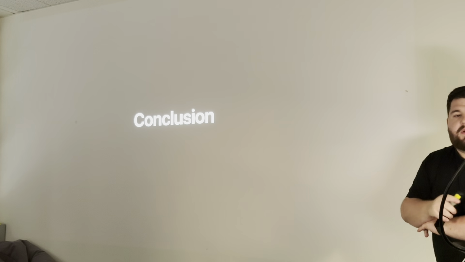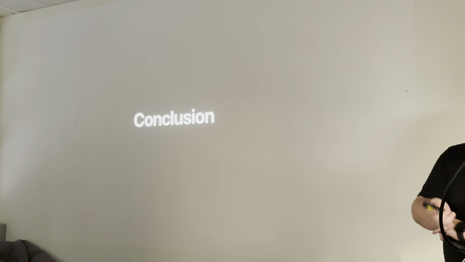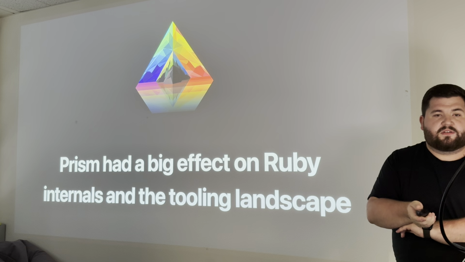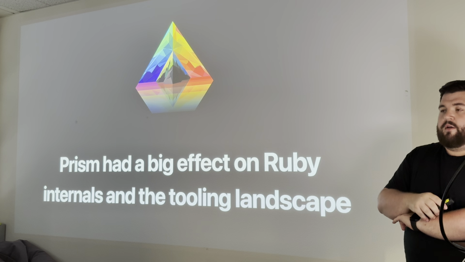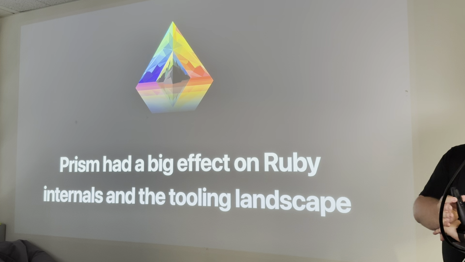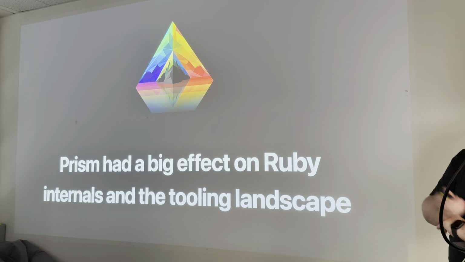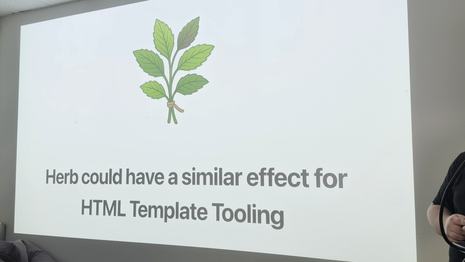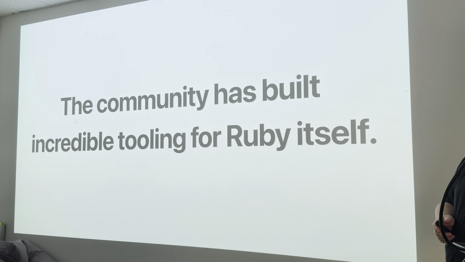So the conclusion here is that if you have been following the Prism parser, it really had a big effect on the whole ecosystem for Ruby tooling, which is also what Ruby LSP uses heavily to build these tools. That's been awesome. And I think this Herb parser can now have a similar effect for the whole view layer of tools, to improve what we have in our editor every day. And the community has really built awesome tools.